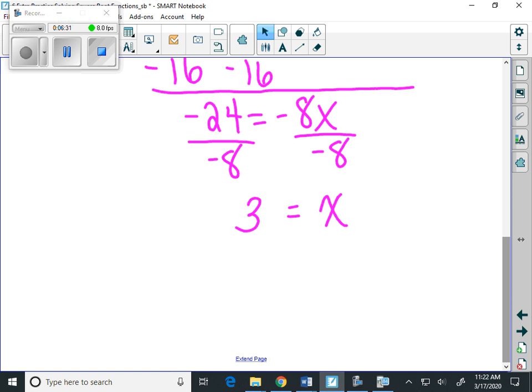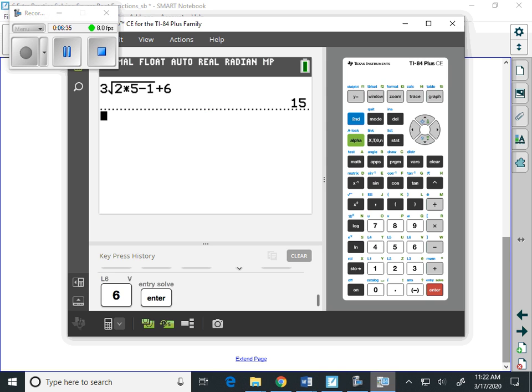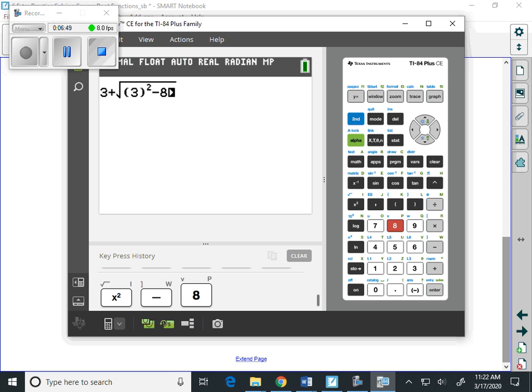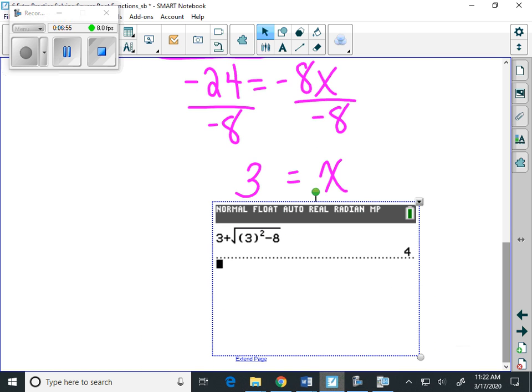But lastly, what we need to check is, is this an extraneous solution? So when we go back into our calculator, we're going to type in 3 plus the square root of 3 squared minus 8. When we press enter, we want it to show up 4. And it does. So this is a solution to our problem.